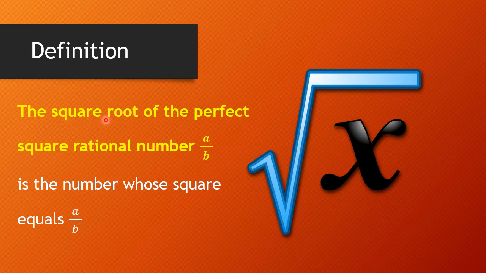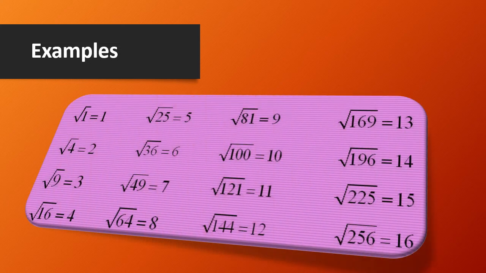Definition. The square root of the perfect square rational number a over b is the number whose square equals a over b. Example. The square root of 1 equals 1, the square root of 4 equals 2, the square root of 9 equals 3, the square root of 16 equals 4, and so on.